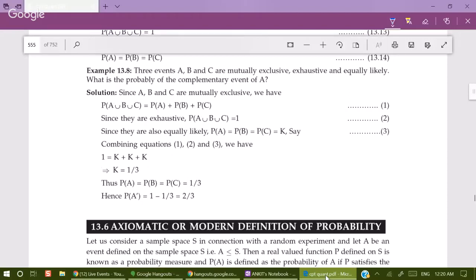So probability of A is also 1 by 3. So not A is 1 minus 1 by 3, that is 2 by 3. Not A is 1 minus PA, that is 1 minus 1 by 3, so 2 by 3.